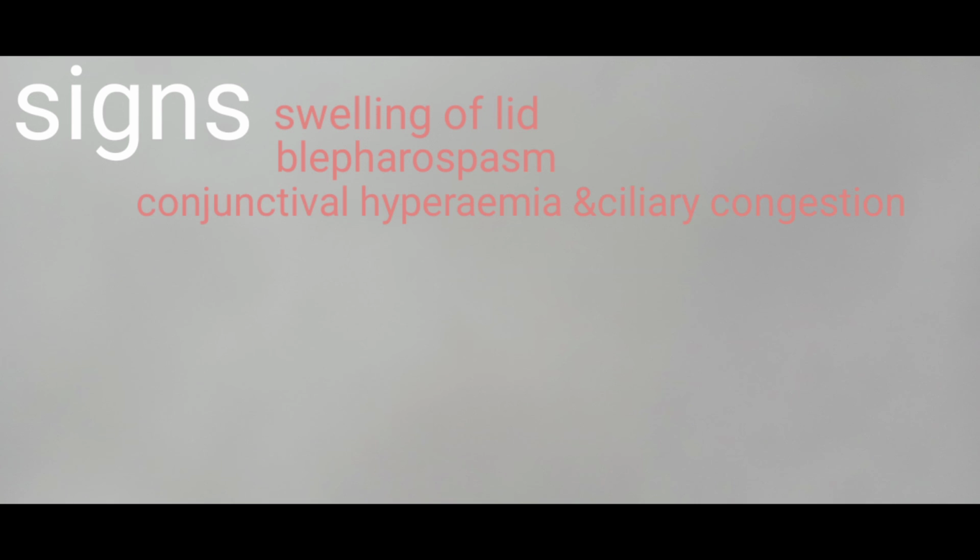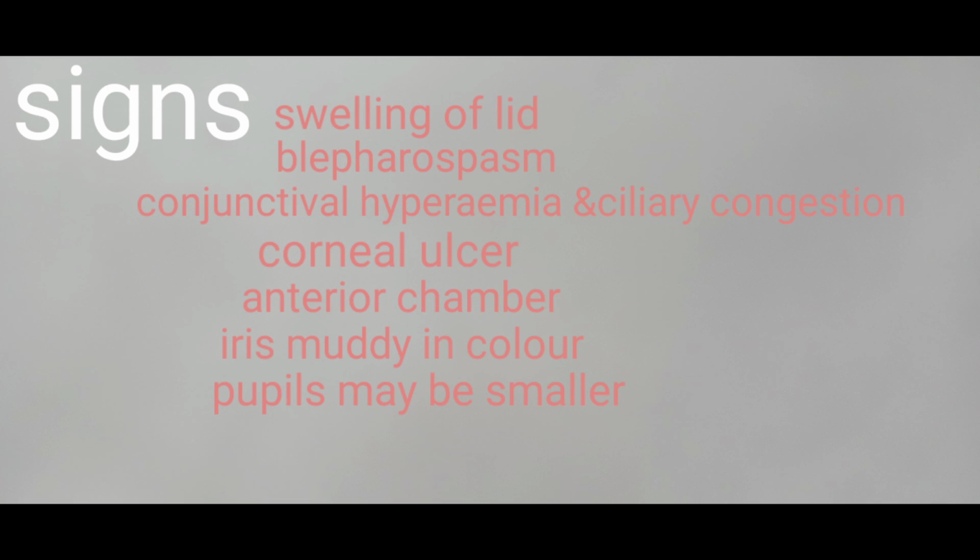Now the signs of the bacterial corneal ulcer. In that, first comes the swelling of the lid, blepharospasm moderate to severe, then conjunctival hyperemia and ciliary congestion. Fourth one is the corneal ulcer. Fifth is anterior chamber may or may not show pus. Iris becomes slightly muddy in color. Pupils may be small due to the associated toxin-induced iritis, and intraocular pressure may sometimes be increased.